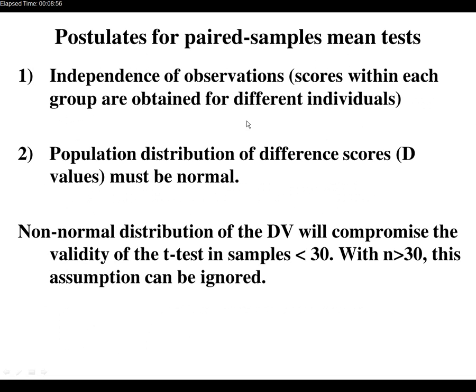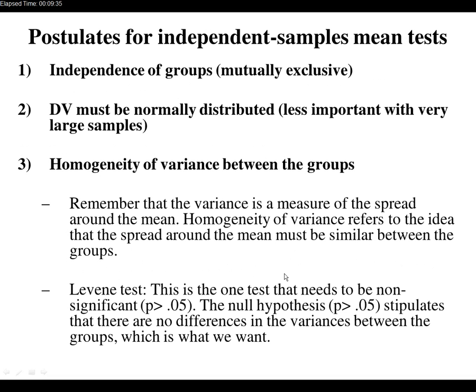Here are the postulates for the paired sample mean test. Okay, number one, independence of observations. Scores within each group are obtained for different individuals. Number two, population distribution of difference scores. The d-values must be normal. Okay, so that's got to be a normal curve. Non-normal distribution of the dependent variable will compromise the validity of the t-test in samples with less than 30, and with n greater than 30, this assumption can just be thrown out. You don't have to worry about it.